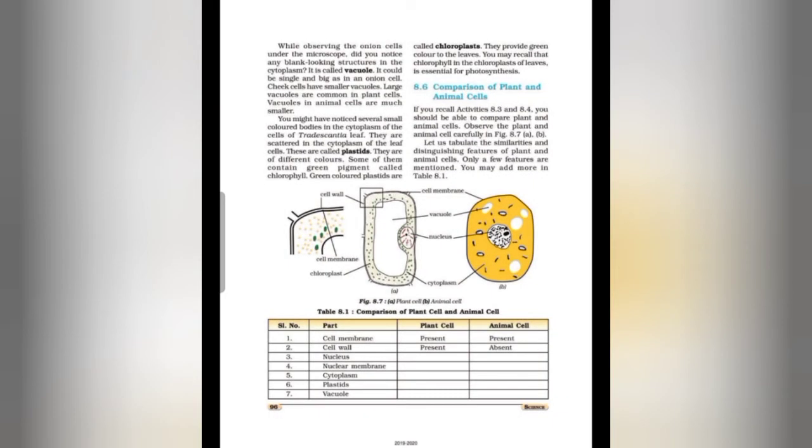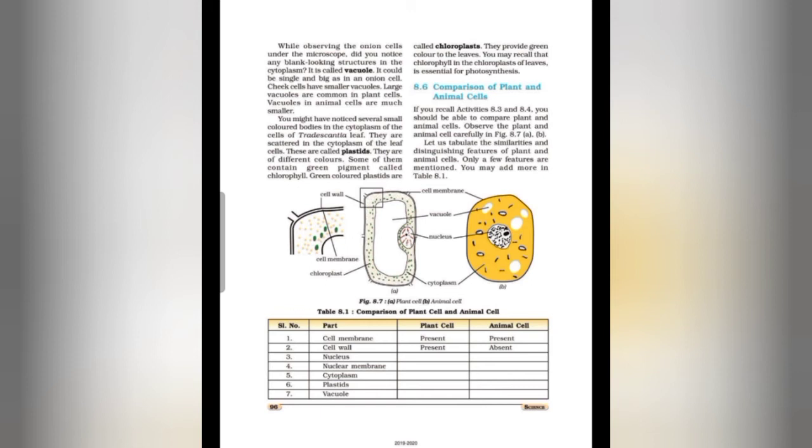While observing the onion cell under the microscope, did you notice any blank looking structure in the cytoplasm? It is called a vacuole, as you can see in figure 8.7a. It could be single and big, as in an onion cell. Cheek cells have smaller vacuoles. Large vacuoles are common in plant cells. Vacuoles in animal cells are much smaller.